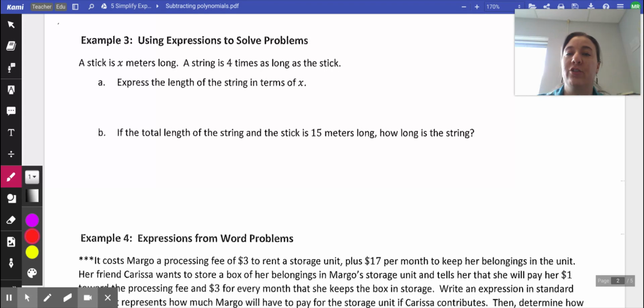So I always say a steak is x meters long. A string is 4 times as long as a steak. Express the length of the string in terms of x. And when students hear that, they're like, whoa, that sounds hard. It's a lot of talking. We don't need to talk so much.